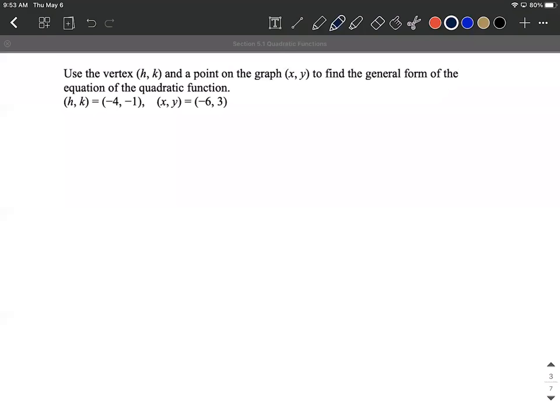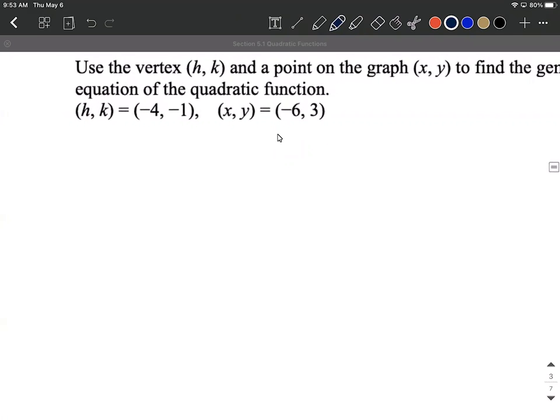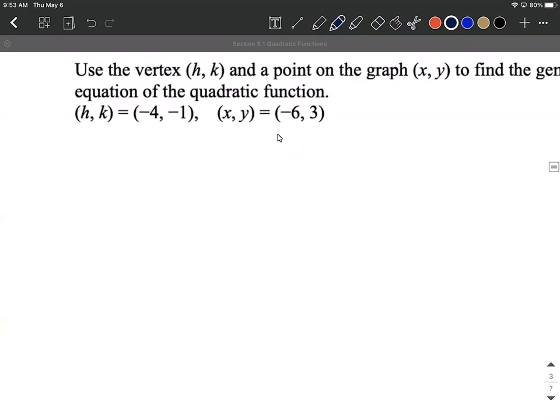Okay, on this problem, we're given a vertex, h, k, and we're given one other additional point that's going to be on our quadratic function. So we want to use this and create the function that has these traits. The things to notice here: h, k, that's our vertex. What's happened here is our parabola that normally is centered at 0, 0 at the origin has been moved left 4 and down 1 to end up with the vertex at -4, -1.